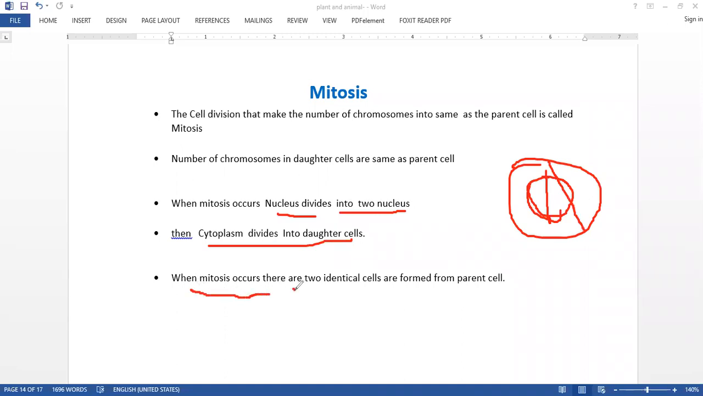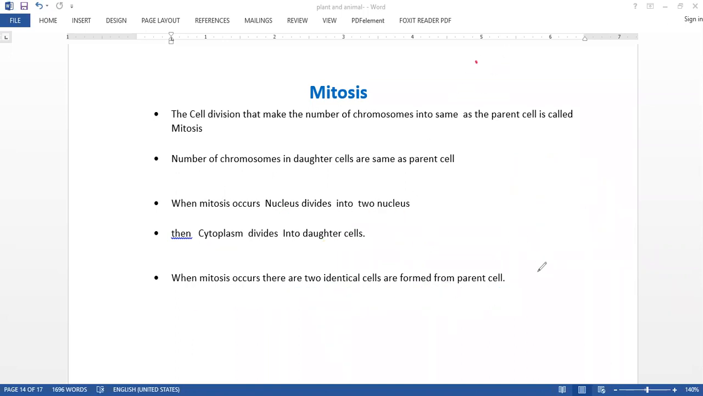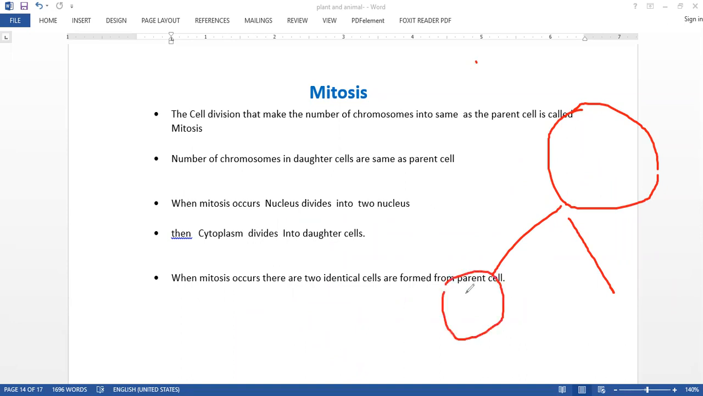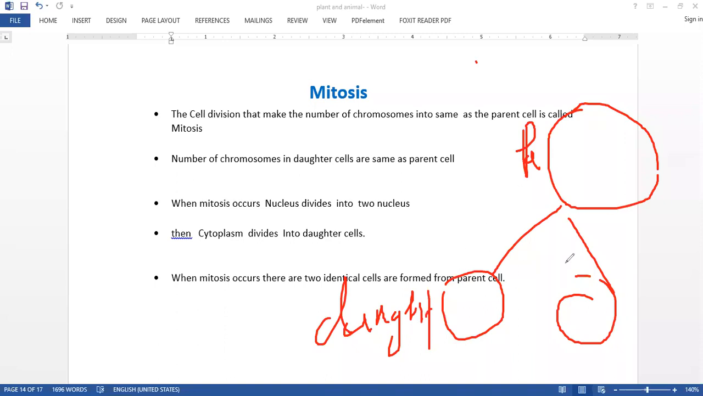When mitosis occurs, two identical cells are formed from the parent cell. Two identical cells means from one cell, two cells will be formed. This is the parent cell, and this is the daughter cell. We call this one a daughter cell, and this daughter cell is the same as the parent cell. Identical cell means the same as the parent cell.